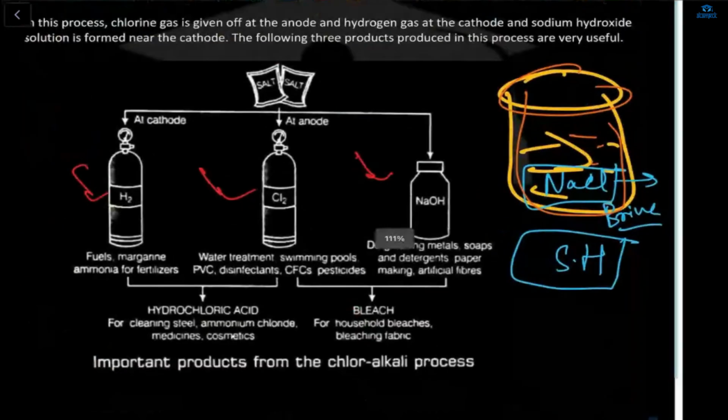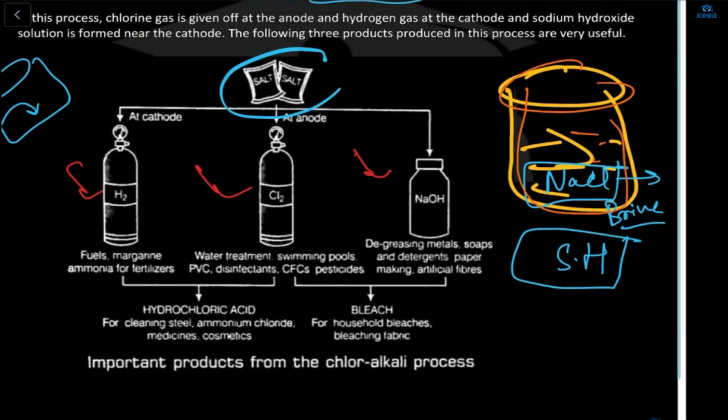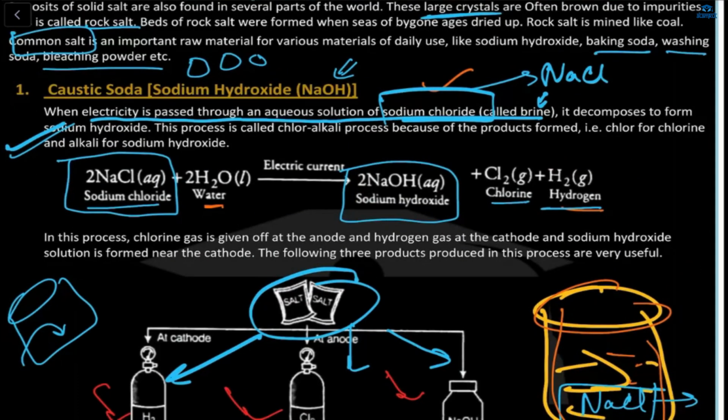Just like here in this diagram, this is your salt, cathode side, anode side, and this is your NaOH. NaOH is your caustic soda. Here these two will form hydrogen and chlorine, right? I'm giving you 2 minutes to learn this process and I will ask in which process this is used. Okay, done. So now Ria, tell me how to prepare caustic soda.